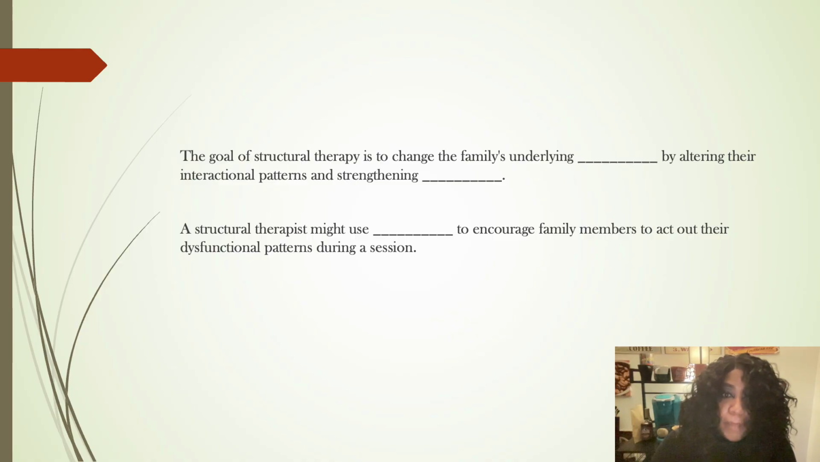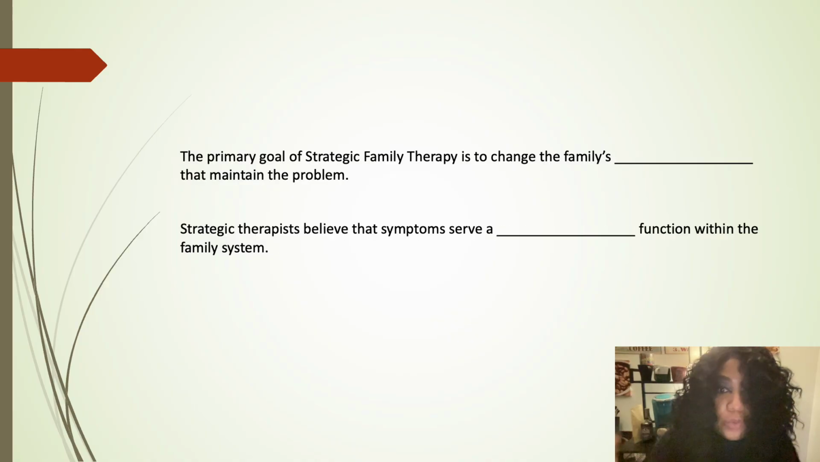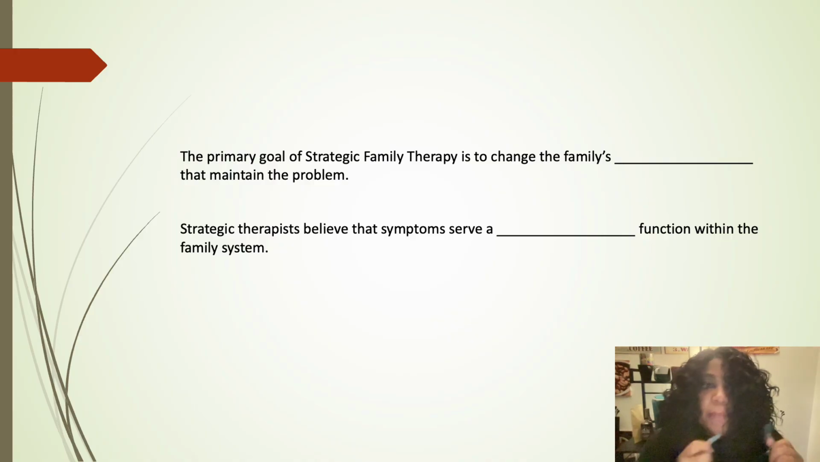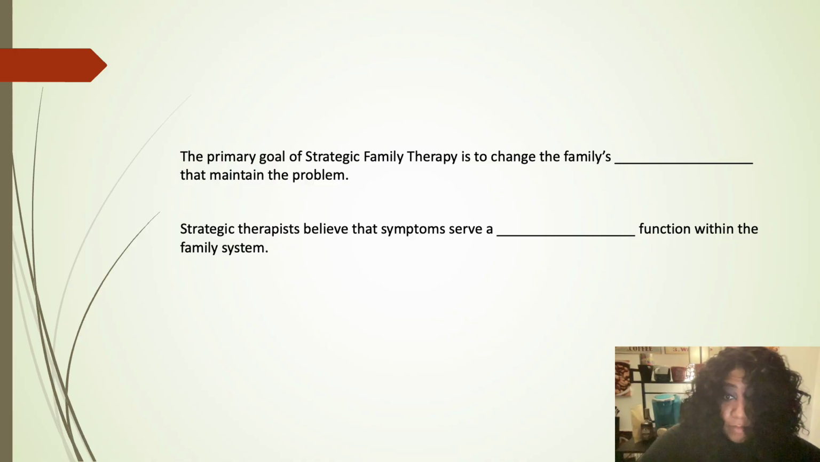So a structural therapist might use what to encourage family members to act out their dysfunctional patterns? Enactments, role playing. That's what a structural family therapist is going to do. The primary goal of strategic family therapy is to change the family's what? That is maintaining the problems. We've got to change some of those family interactions, some of those sequences, because it's maintaining that problem, right?